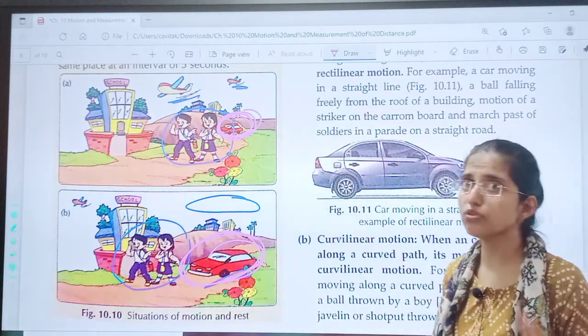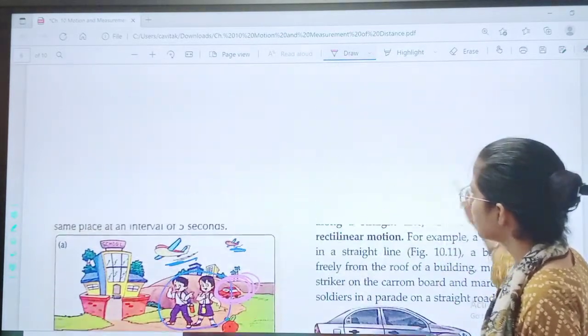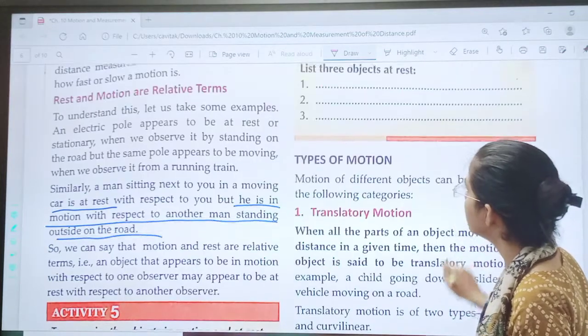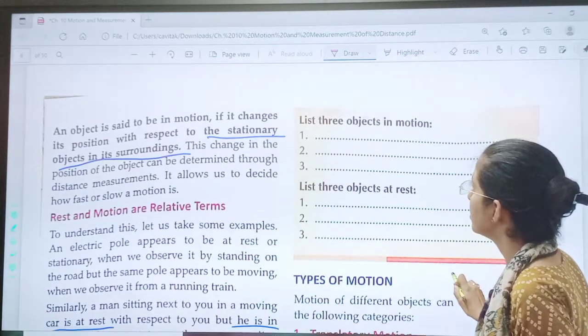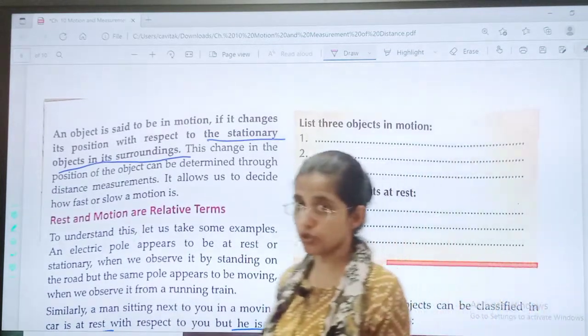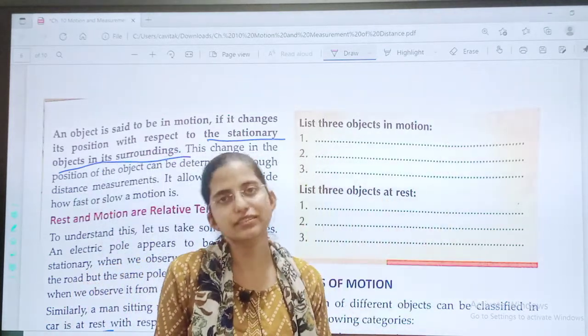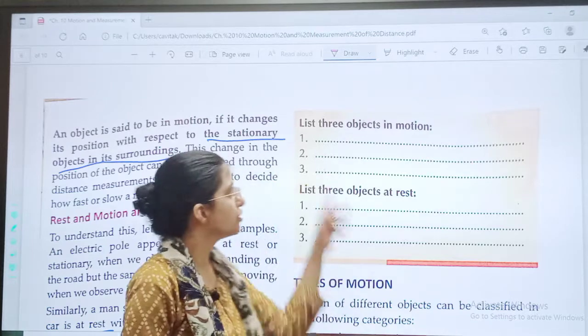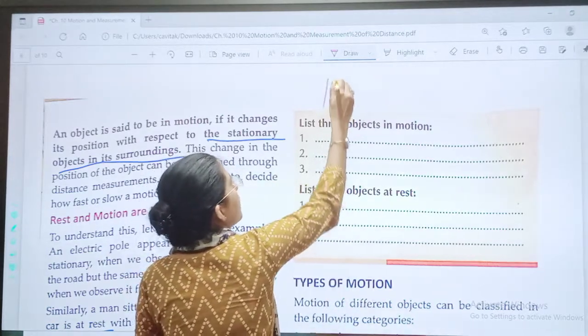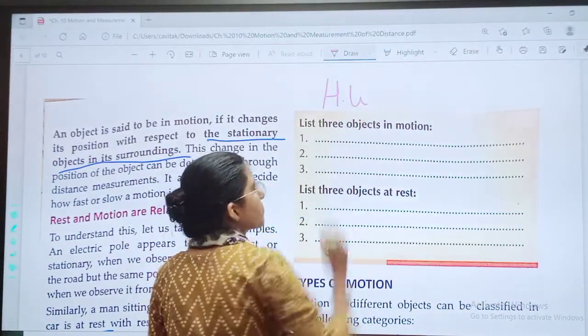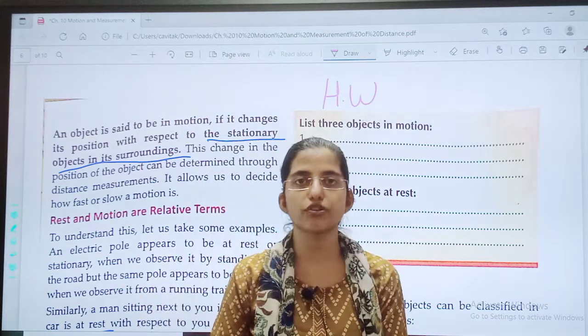Now I have shown 2 to you. On the basis of this, you have to find out. You have to list 3 objects in motion and list 3 objects at rest, that is stationary. So this is your homework for today. Okay children, this you will do on your own.